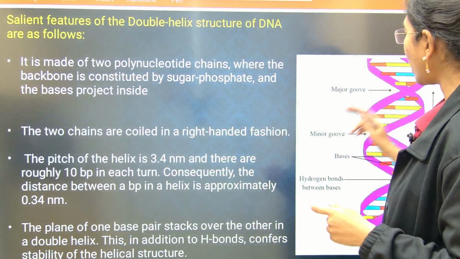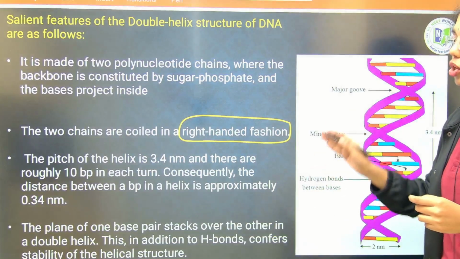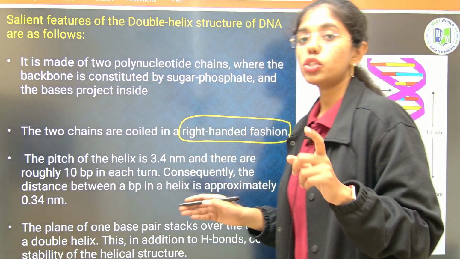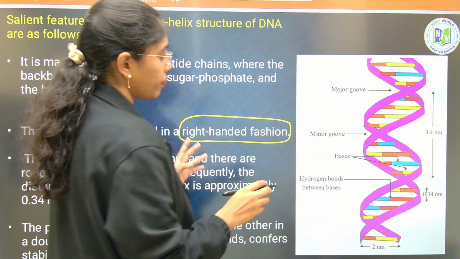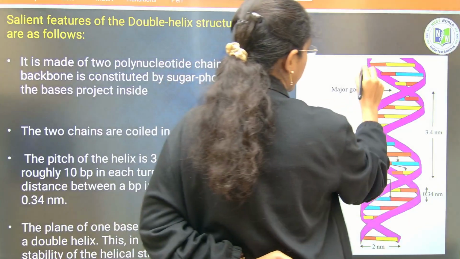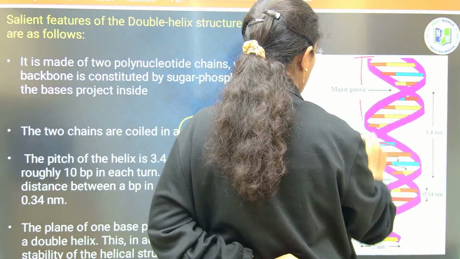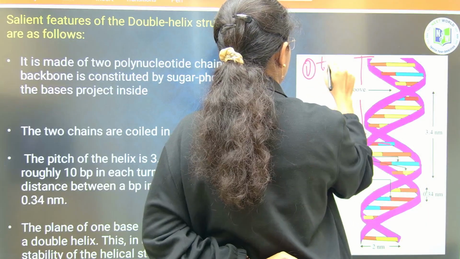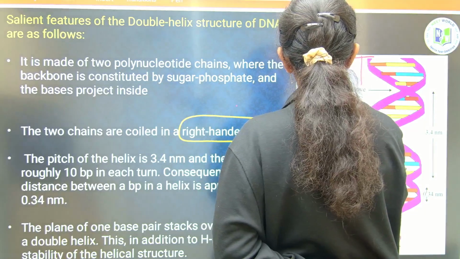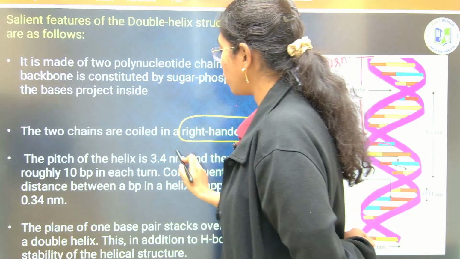Okay. They are coiled in what fashion? Right-handed fashion. Okay. The pitch of the helix will be 3.4 nanometers. What is pitch? One pitch is equal to one turn of DNA. One complete turn of DNA is one pitch. How much length is it? 3.4 nanometers. One pitch or one turn will have a 3.4 nanometer helix.